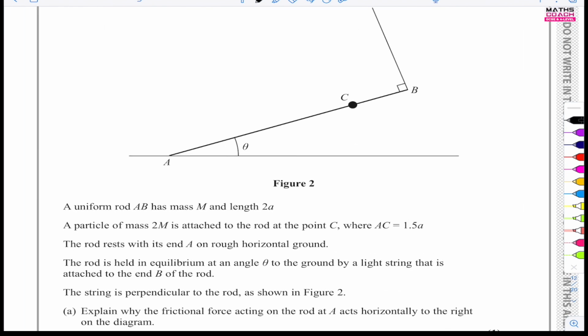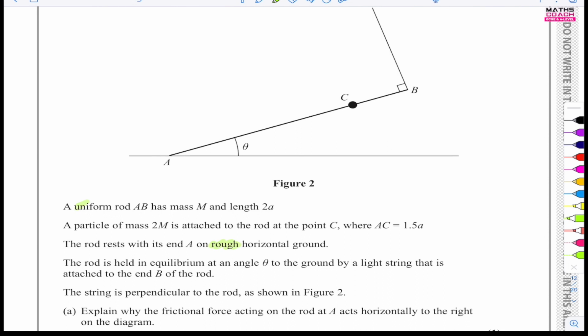Question 4, let me just zoom in so you can see a part at a time. A uniform rod has mass m and length 2a. A particle of mass 2m is attached to the rod at the point C where AC is 1.5a. The rod rests with its end A on a rough horizontal ground. So right there, rough horizontal ground. Let's go and highlight stuff. Yeah, there.